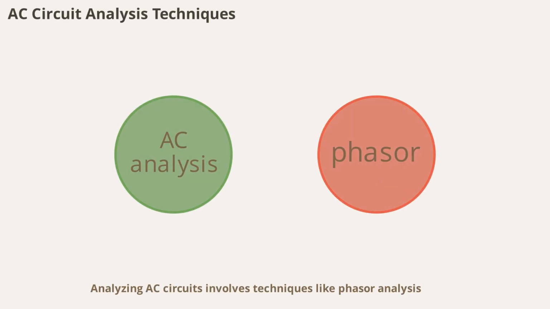Analyzing AC circuits involves techniques like phasor analysis, impedance calculation, and the use of complex numbers. These methods simplify the process of solving for voltages, currents, and phase angles in circuits with multiple components. Mastering these analysis techniques is essential for electrical engineers and anyone working with AC systems.